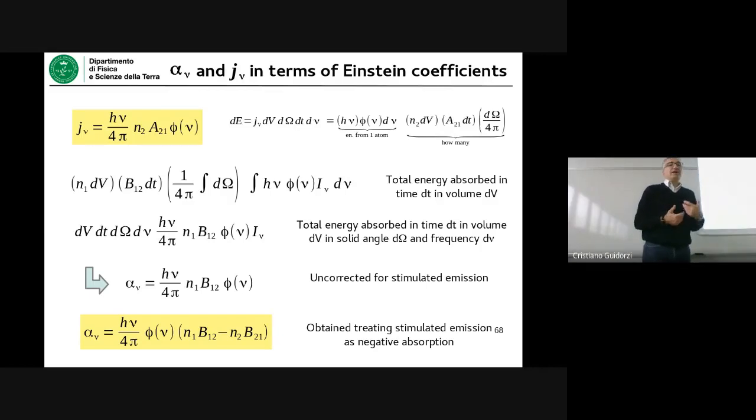Much in the same way as absorption works proportionally to the field, B12, and of course it scales proportionally to the number of atoms available in level 1, the very same way stimulated emission works proportionally to the radiation field. It is described by B21, and it is correspondingly proportional to the number of atoms available in level 2.